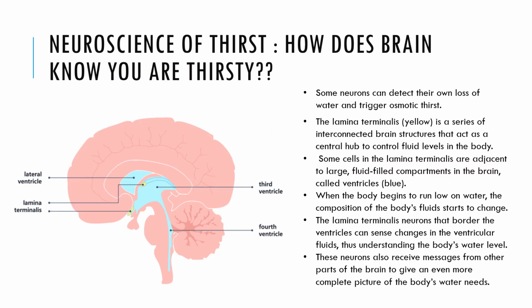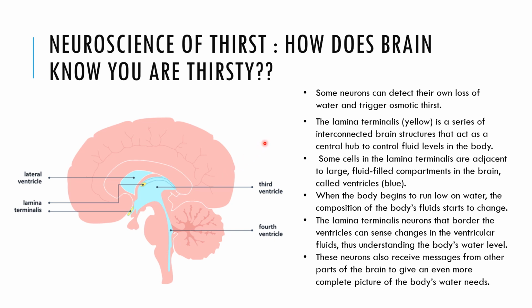Now, how does our brain know that we are thirsty? So what is the neuroscience behind it? For that, let's look at the structure of the brain. Very important is the third ventricle here, that is this part of the brain, which has the parts necessary for water regulation in the body. Apart from that, you have these yellow portions, which are the lamina terminalis, which are also involved in water regulation.